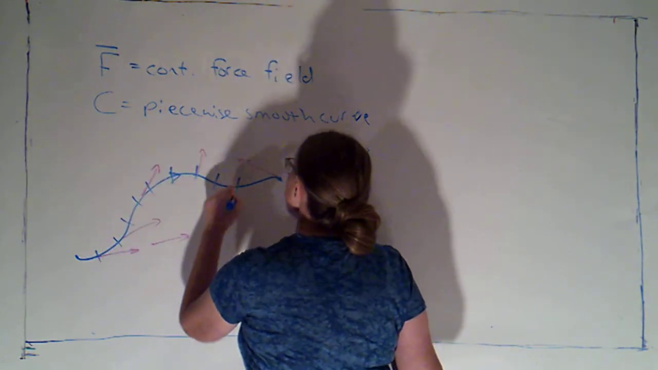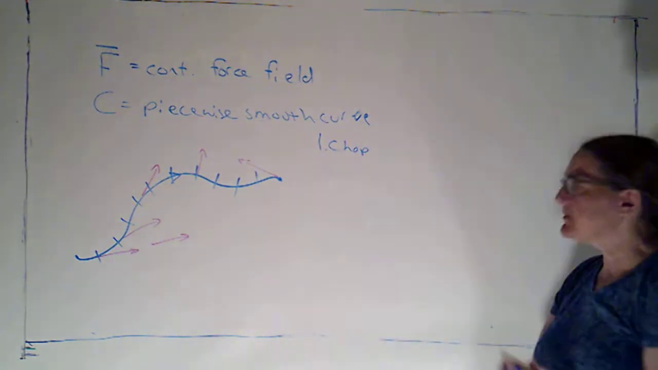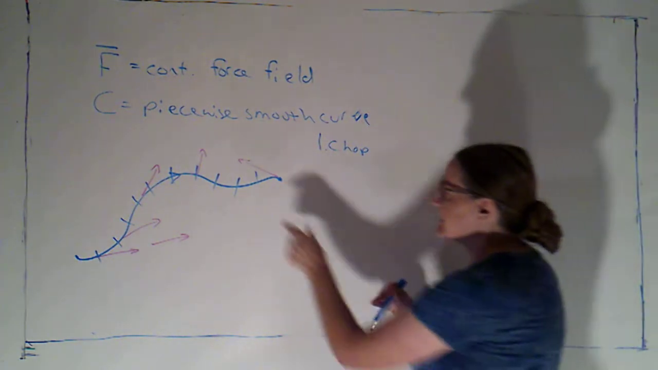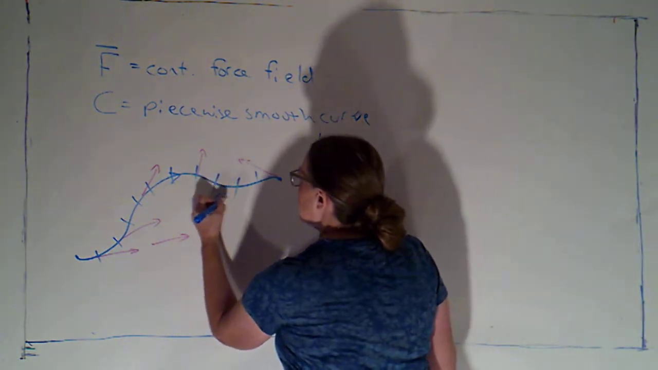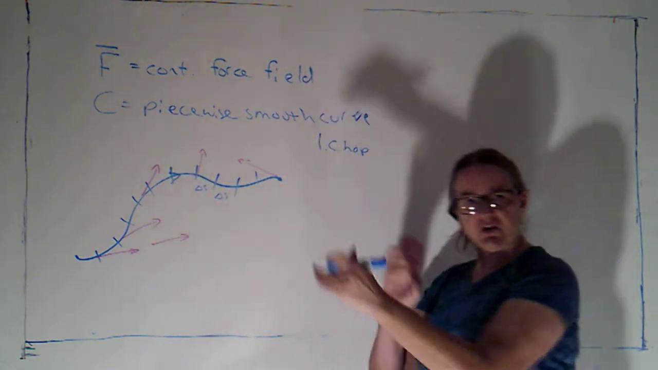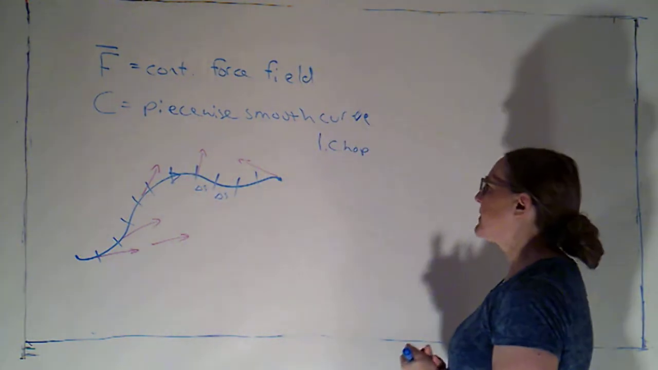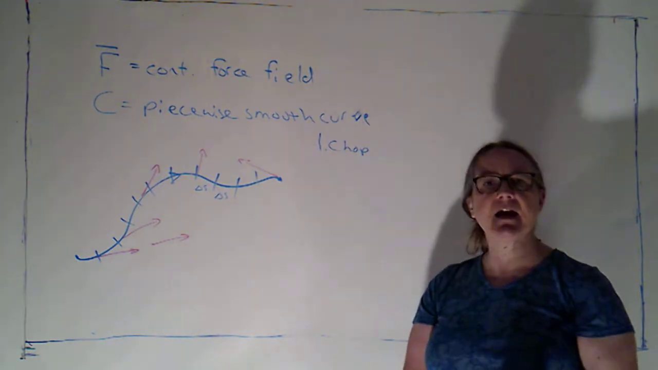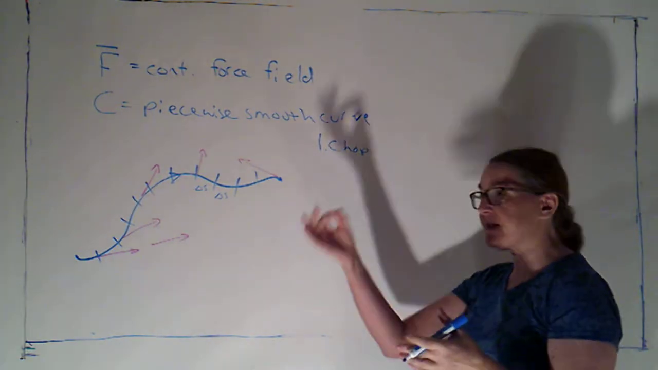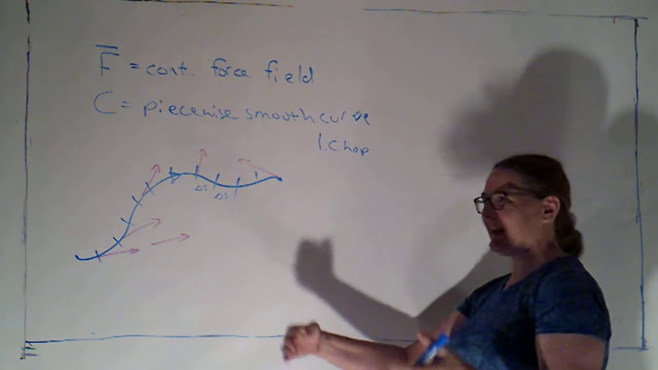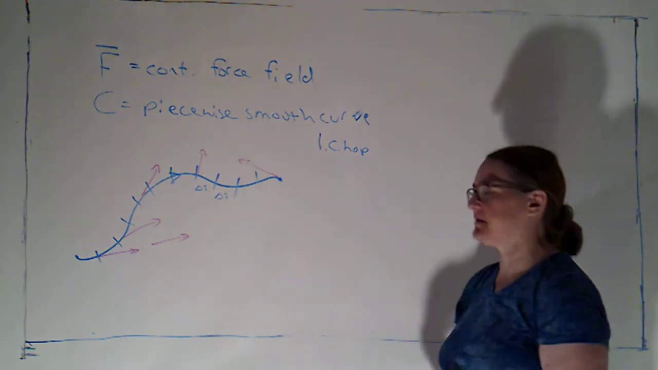Don't have to make them all the same, but I'm going to. So I'm going to let delta S be the arc length of each of these little pieces. And if I make it the same, I could just write delta S. If they were different lengths, I'd have delta S with a subscript to indicate that I was talking about the length of the ith piece.